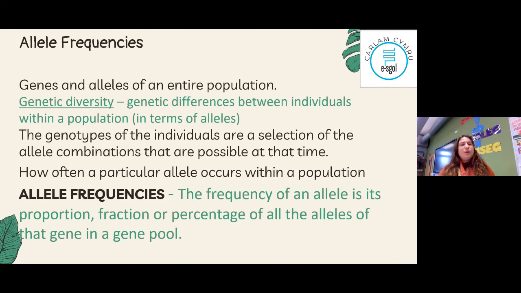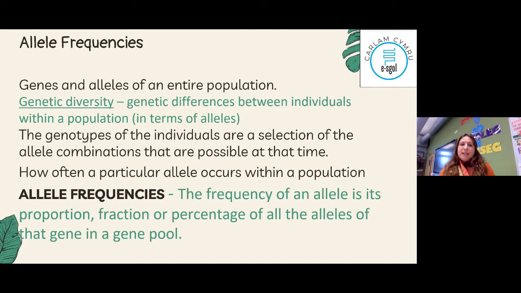Let's look at some key terms that we need before we move on to some maths. So allele frequencies are the genes and alleles of the entire population. Genetic diversity means the genetic differences between the individuals within a population in terms of alleles. So how different are their alleles in this population of one type of thing? The genotypes of the individuals are a selection of the allele combinations that are possible at the time. So for example, big B, big B, big B, little b, little b, little b. So it's the genotypes of the individuals that exist at that time.